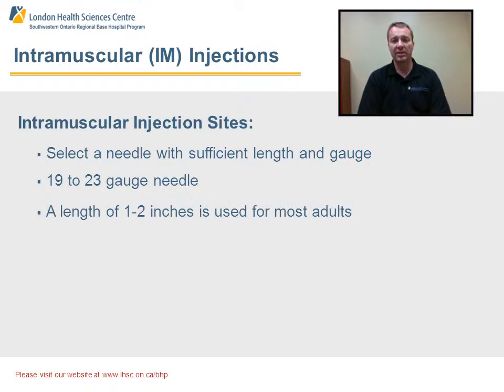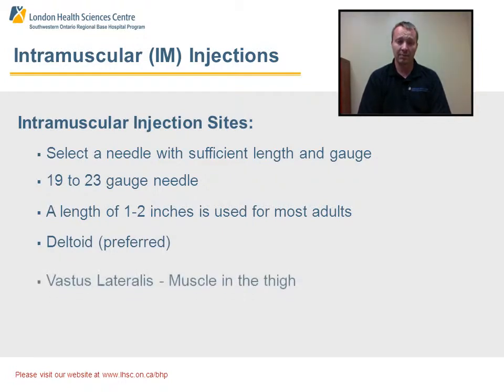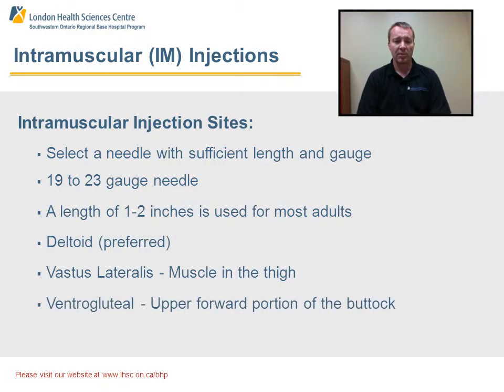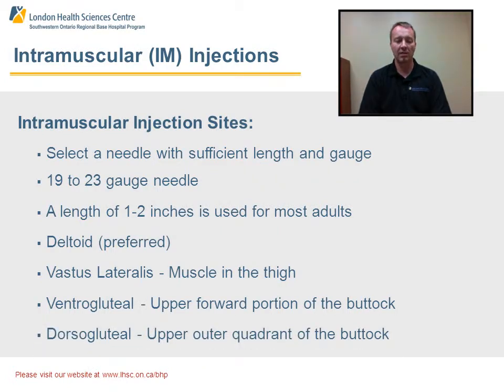There are many different sites we can use for an IM injection. The main site we'll be using is the deltoid. We also have the vastus lateralis, which is the muscle on the outside of the thigh. We have the ventrogluteal muscle, which is at the upper forward portion of the buttock area, and the dorsogluteal, which is the upper outer quadrant of the gluteal area.